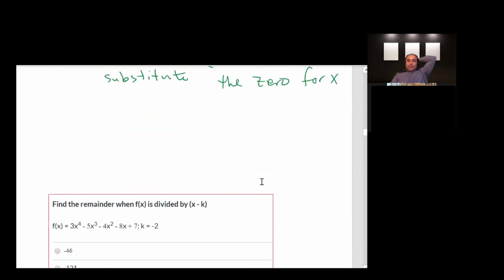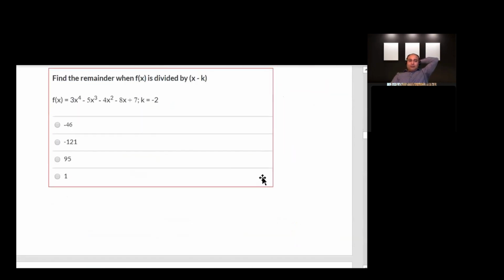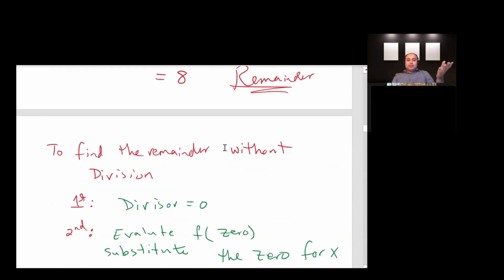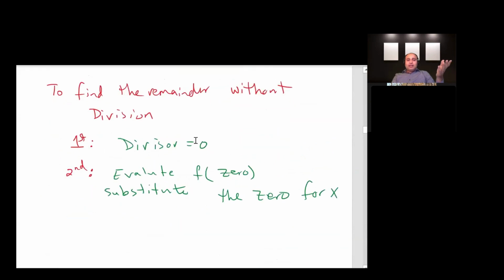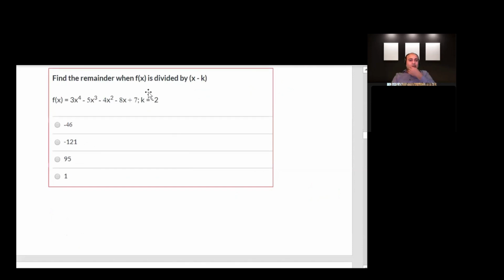All right, fair enough. Let's get back here and find the remainder of this. Here, when k equals -2, just to remember, that's your first zero. k equals -2, which means you don't have to do these steps. Like you see here, make the divisor equal to 0 and find f of that 0. So you're going to just substitute -2 for x here and find the remainder.